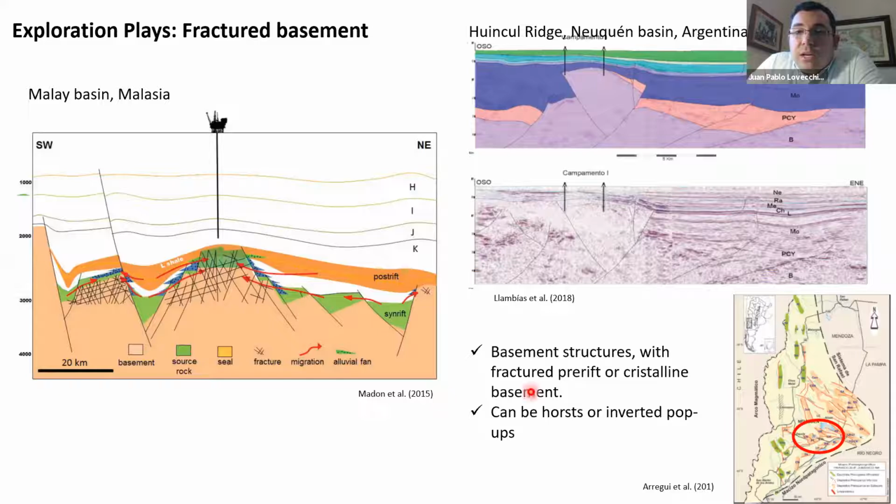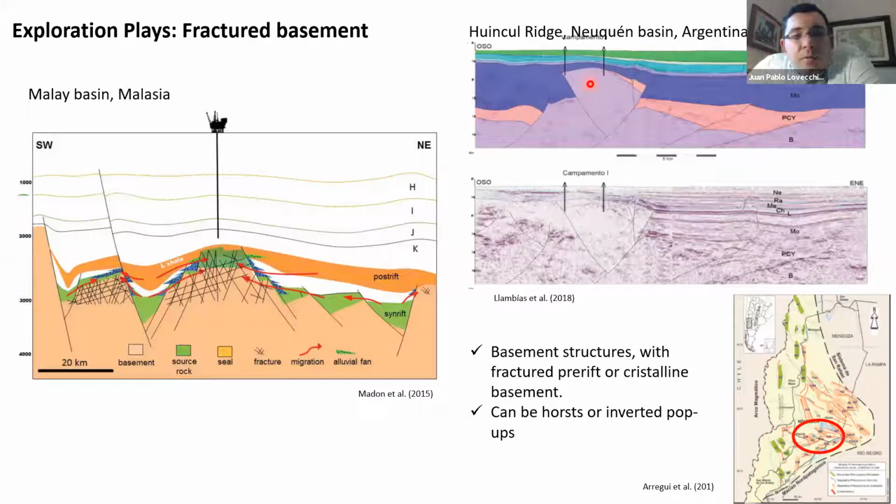And you can also have structures that are tectonically inverted by compression, as in the case of the Winkle Ridge in the Neuquén Basin in central western Argentina, where you have source rock in the syn-rift or the post-rift, and this oil migrates towards the structural highs, which in this case are basement pop-ups with uplifted, fractured basement that can develop reservoir conditions and thus produce hydrocarbon from the compressive structure.